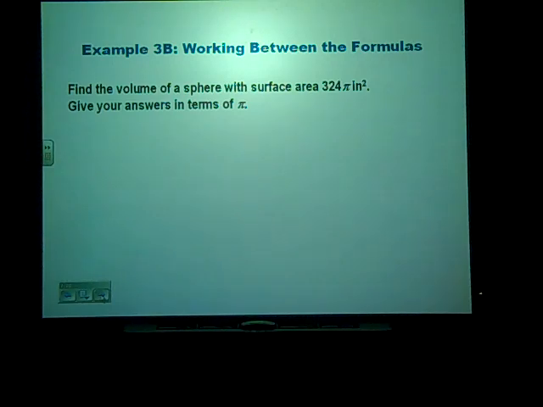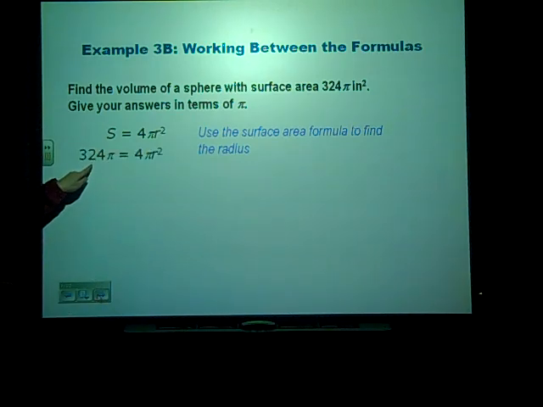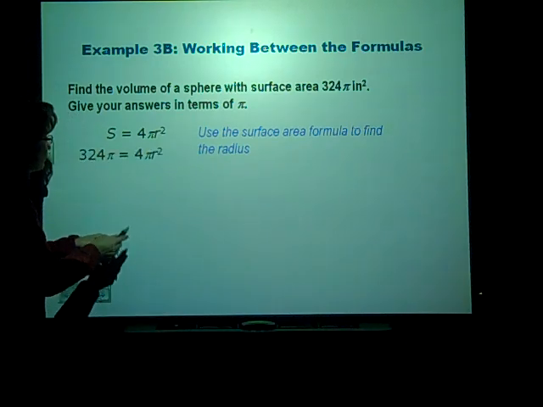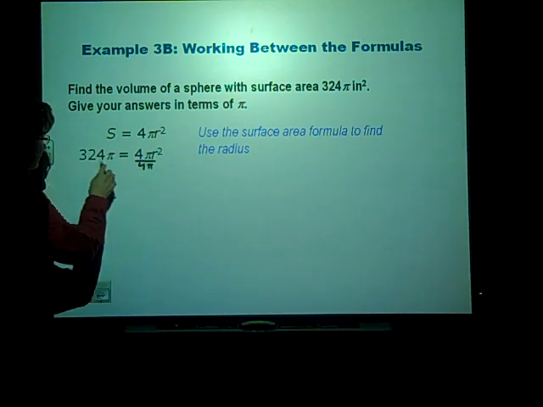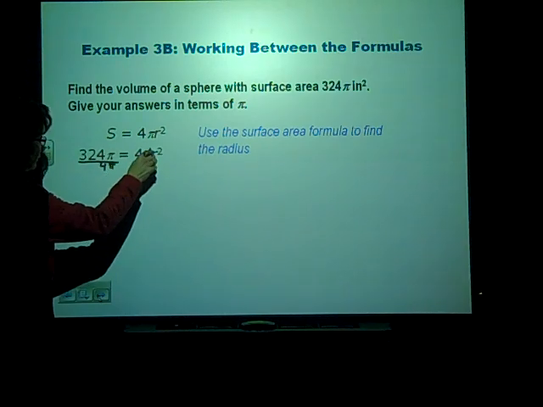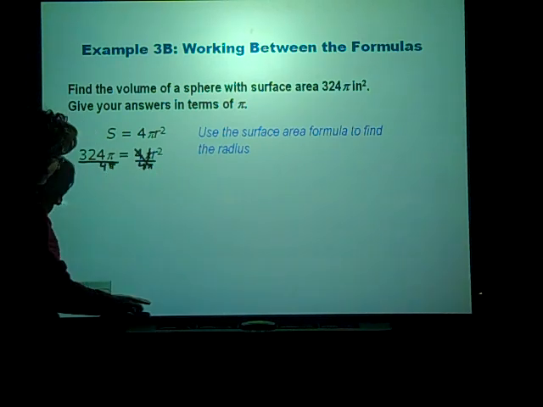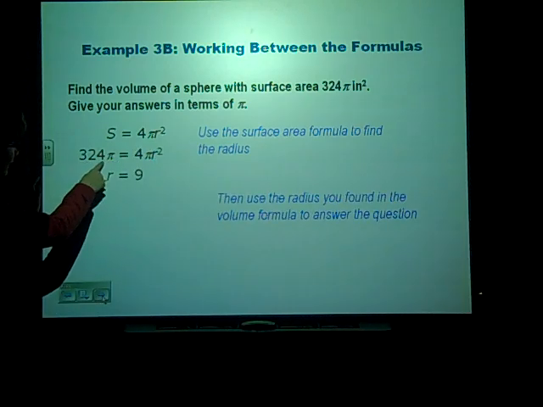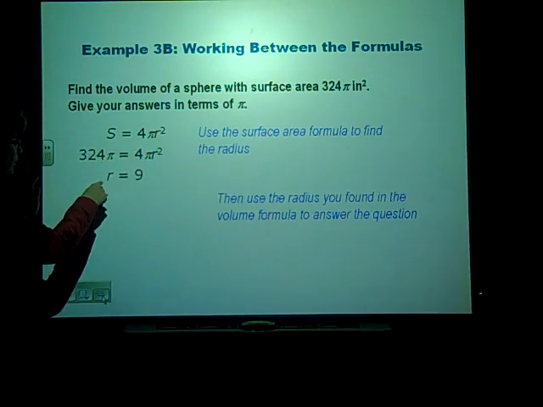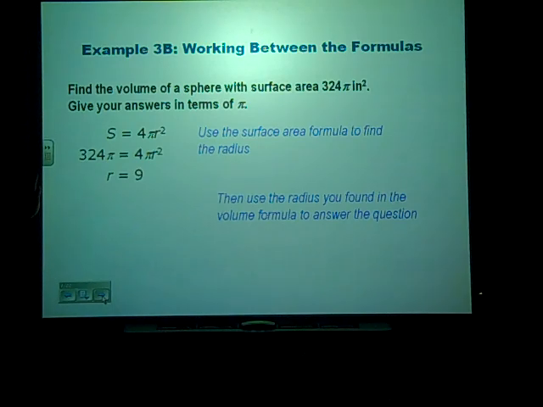Now, working between these formulas, you get a little of each. So now, let's say that I want to find the volume of a sphere, and I know the surface area. Well, I'm going to start with my surface area, because that's what I know, and I'm going to write down the formula, and I'm going to put in what I know. Now, I'll divide both sides by 4 pi. That'll cancel out, and I'll have radius squared. And on this side, I have 81. Square root that, you get radius is 9.